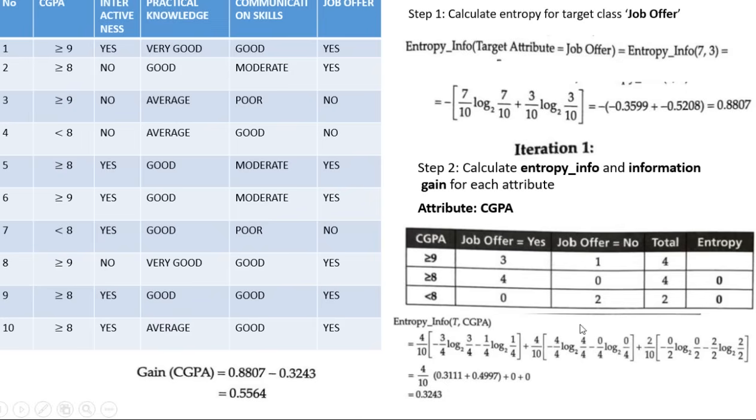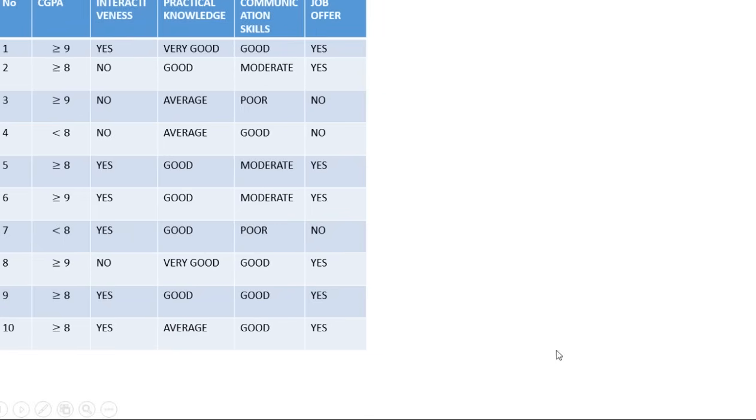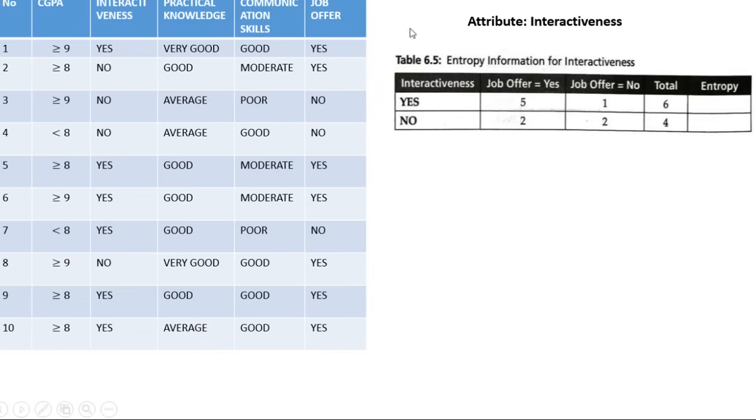Now I have to repeat this. I have to again calculate the entropy information and information gain for the attribute interactiveness. Again I have to repeat it for practical knowledge, and again for communication skills. For each attribute, the individual entropy information and information gain has to be calculated. So this is the next attribute. For this attribute, first you form the table.